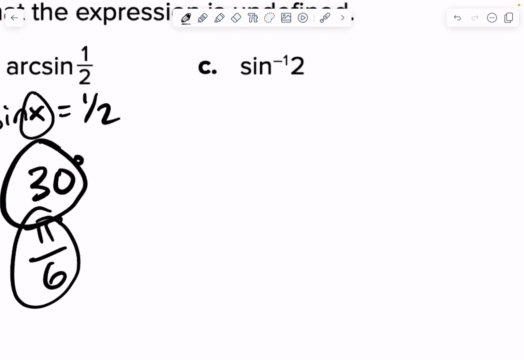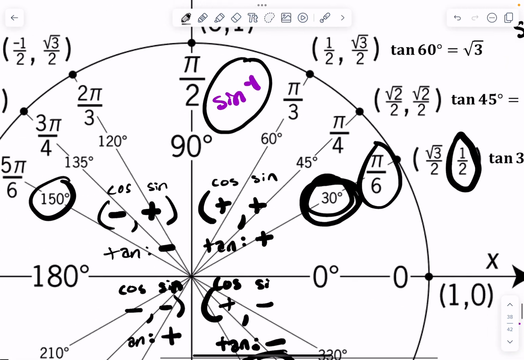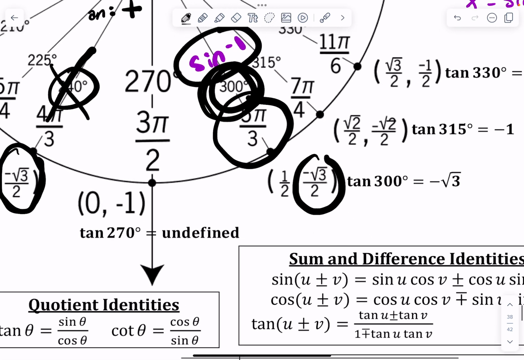All right, part C is a little bit confusing. They're saying inverse sine of 2. That means sine of some angle x equals 2, and I am trying to find what this angle is. Except the problem is, I don't know where 2 is for a sine value on my unit circle. Like, what the heck?